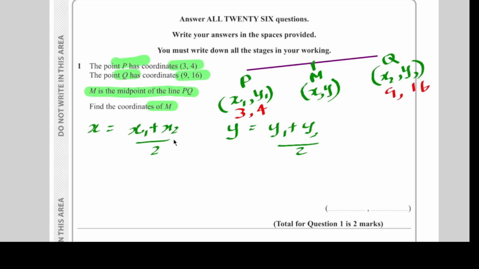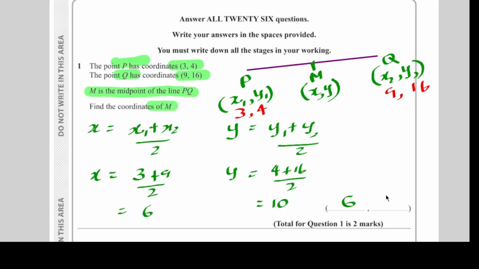Let's substitute the values that we've been given here. Then I can get what the midpoint coordinate is. X equals X1, which is 3, plus X2, which is 9. 3 plus 9 is 12, 12 divided by 2 is 6. Then my X coordinate is 6. Let's get what Y is. Y1 is 4, Y2 is 16, divided by 2, which means 20 divided by 2, which is 10. So it is 6, 10.